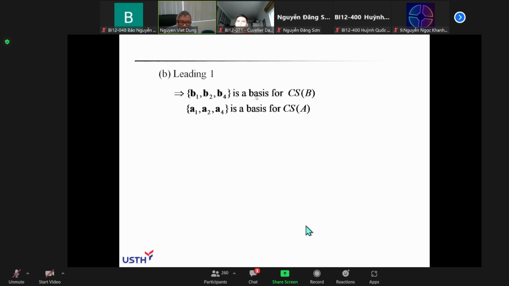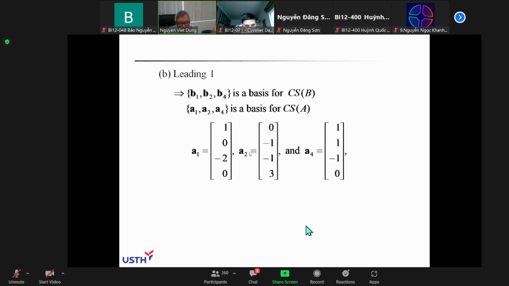B1, B2, B4 is a basis for the column space of B. And because of that, the corresponding columns A1, A2, A4 will be a basis for the column space of A. So that is the second task. And finally, the last one I leave to you as an exercise. You know how to write something as a linear combination of something else. That is solving a system of linear equations. Very easy to do. So I leave it for you.